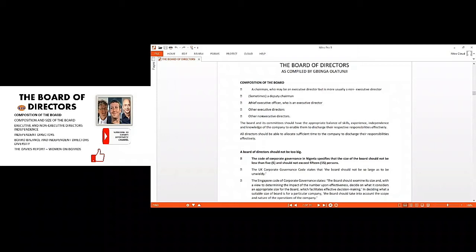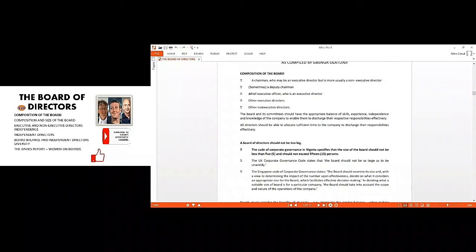The directors should also be able to allocate sufficient time to their duty, especially the non-executive directors. They must ensure that, out of their busy schedule, they are able to allot a good amount of time to their role in any board of directors in which they are members.